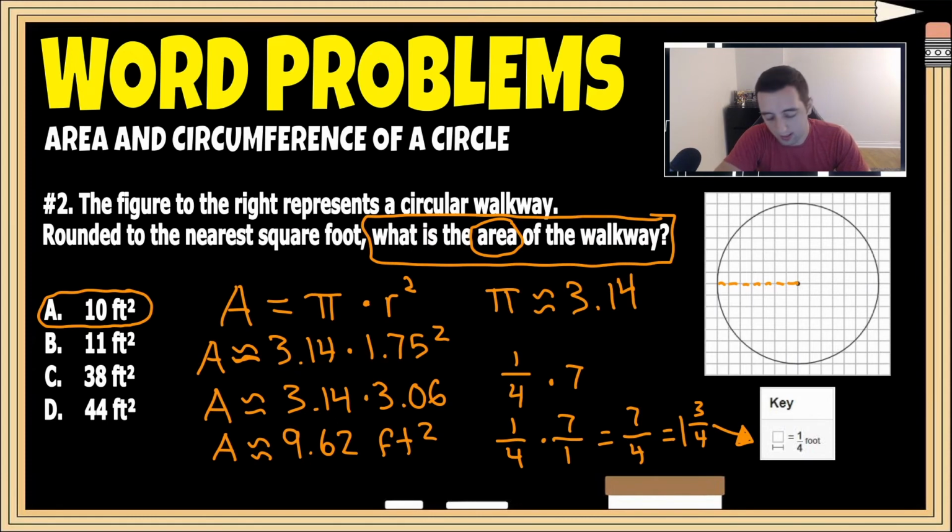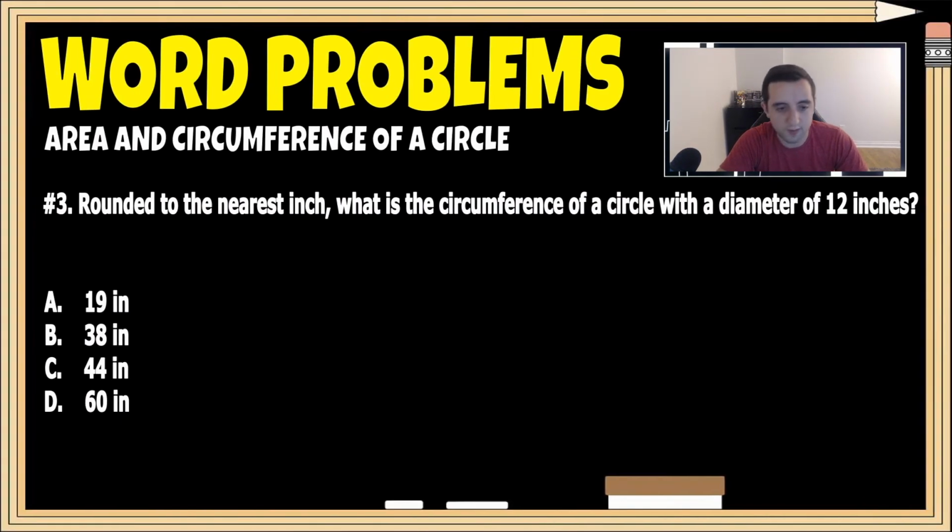And now let's go ahead and move on to our third one. Hopefully, if you're pausing the video, you've gotten 1 and 2 right. And now let's hop into number 3. Number 3 says rounded to the nearest inch, what is the circumference of a circle with a diameter of 12 inches? So a couple important things here. We're not looking for area anymore, but we are looking for the circumference of a circle. And it gives us that the diameter, or the full length of the circle, is 12 inches.